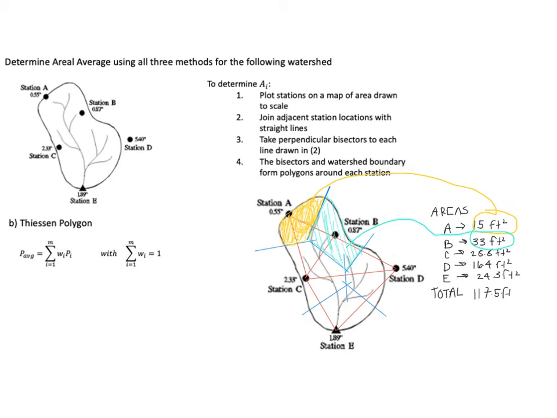Okay, so then I'm going to take the 15 square feet, I'm going to multiply that by the precipitation, so that would be 0.55. And I do that all the way down. So you multiply 15 square feet by 0.55, 33 square feet by 0.87, etc. Divide by that total weight, and you're going to get an aerial average of 2.03 inches.